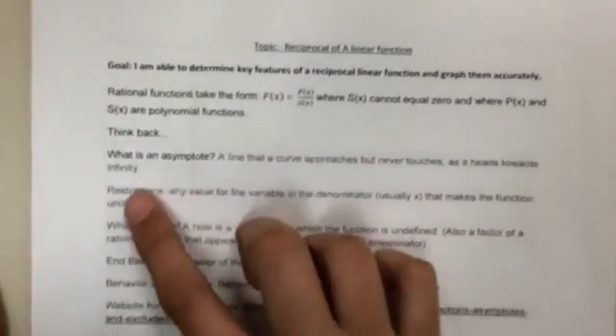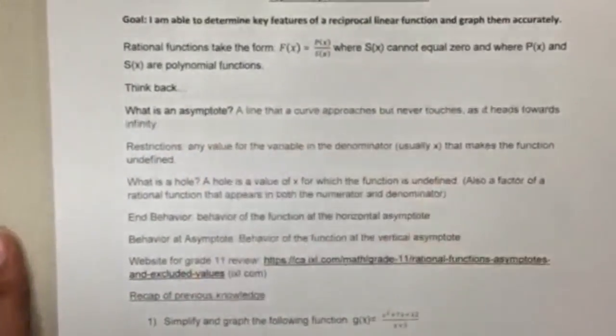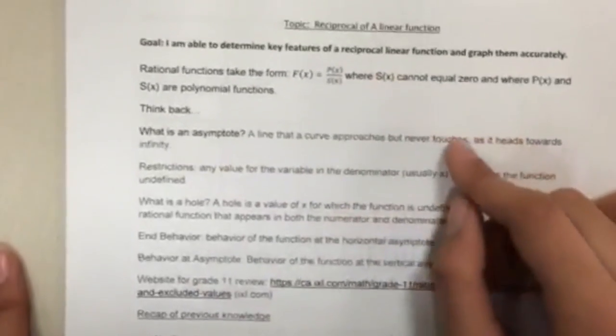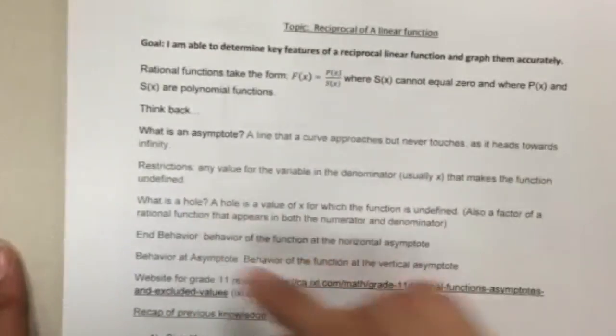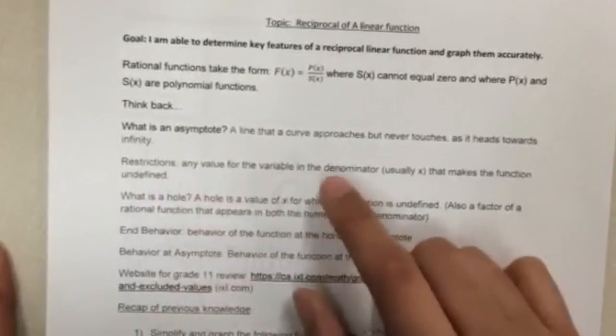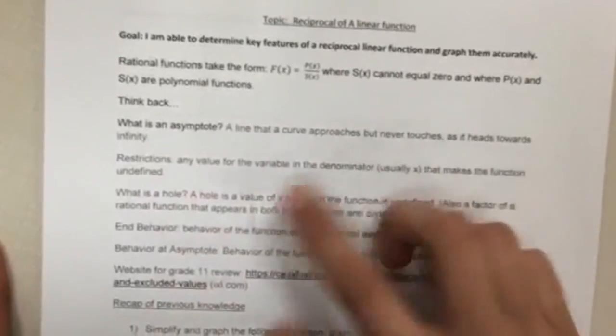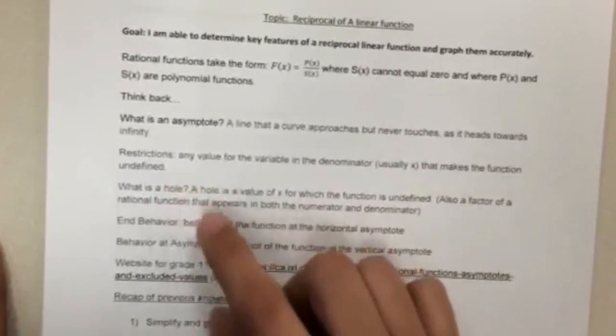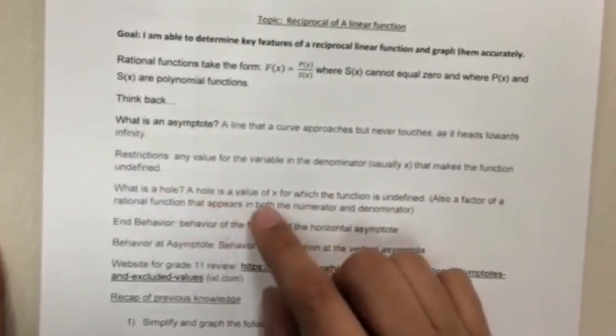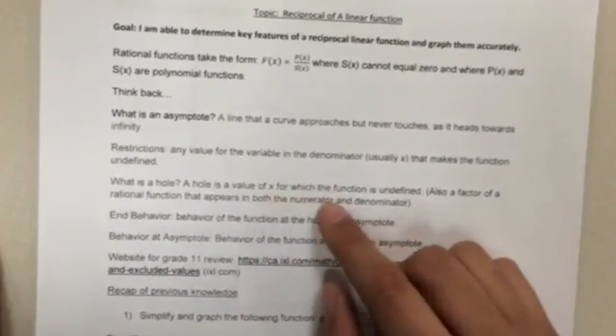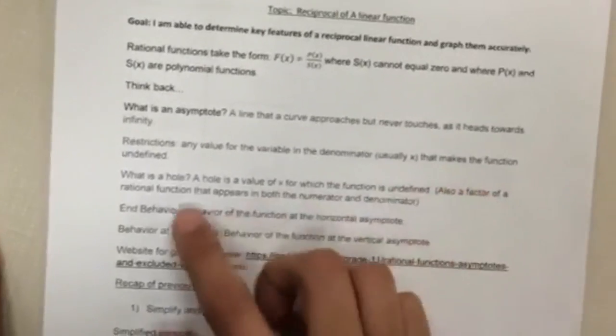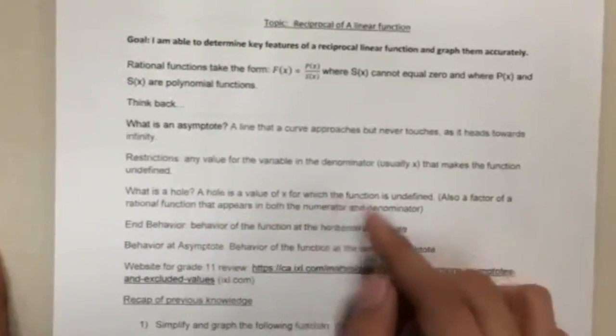Now let's think back. What is an asymptote? A line that a curve approaches but never touches, as it heads towards infinity. Restrictions: any value for the variable in the denominator, usually x, that makes the function undefined. What is a hole? So think back. A hole is a value of x for which the function is undefined. Also a factor of a rational function that appears in both the numerator and denominator.